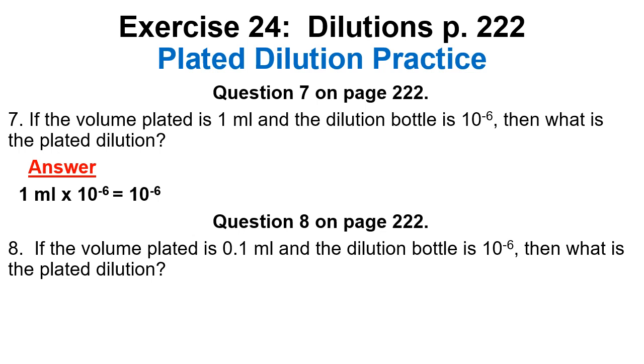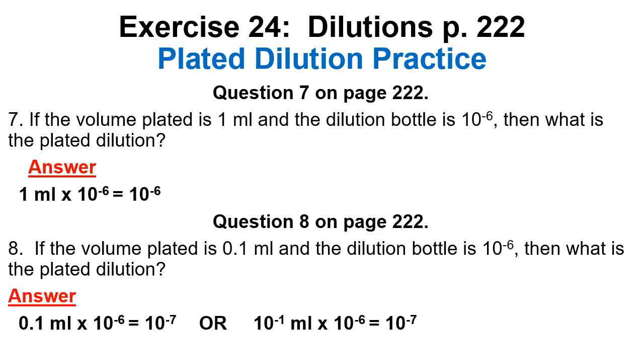So your equation is the volume plated times the dilution bottle. So the answer is 10 to the negative 7. So let's see how we got that. 0.1, which is the volume plated, times 10 to the negative 6, the amount in the bottle, gives us 10 to the negative 7. Or if you want to see how the math worked out, 10 to the negative 1, which is the same as 0.1 mL, times 10 to the negative 6 gives us 10 to the negative 7.